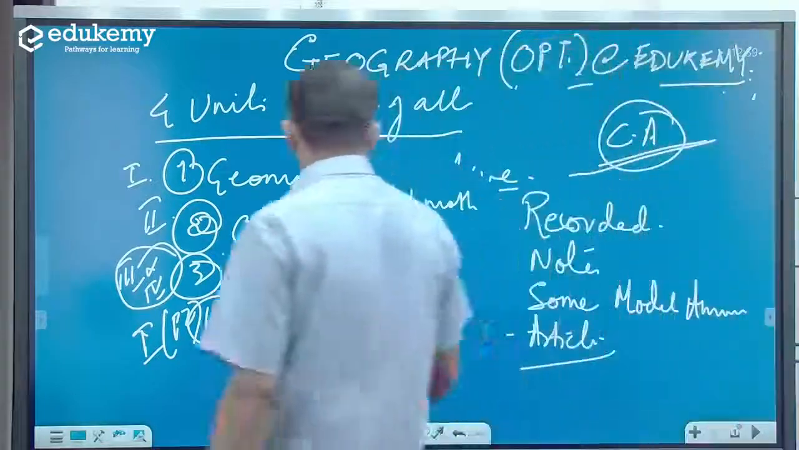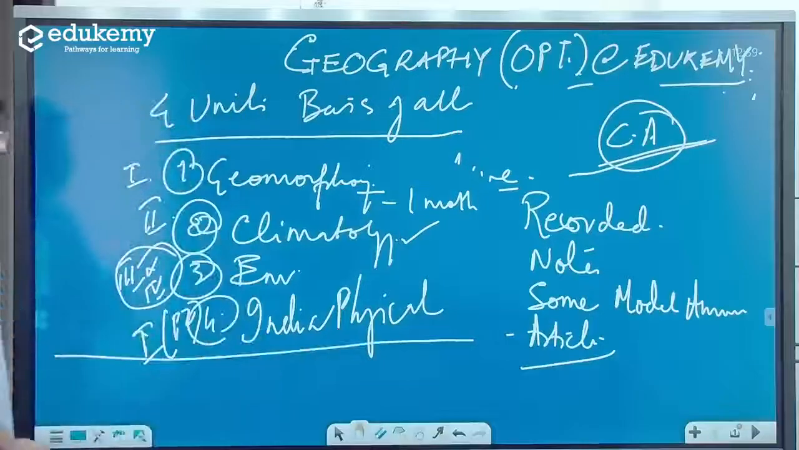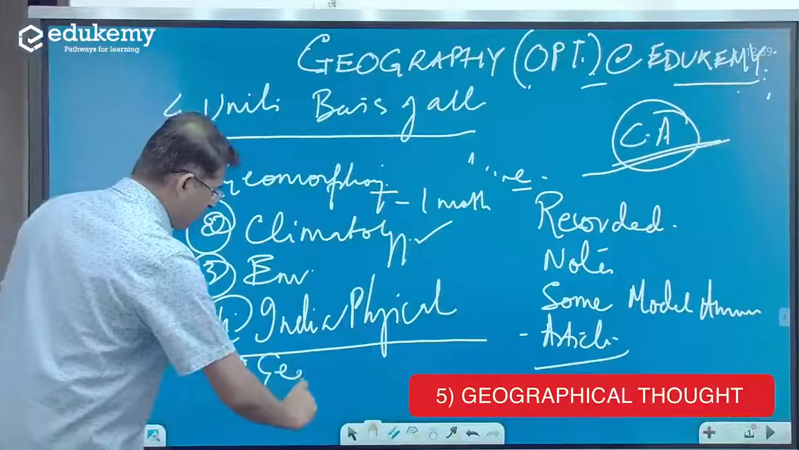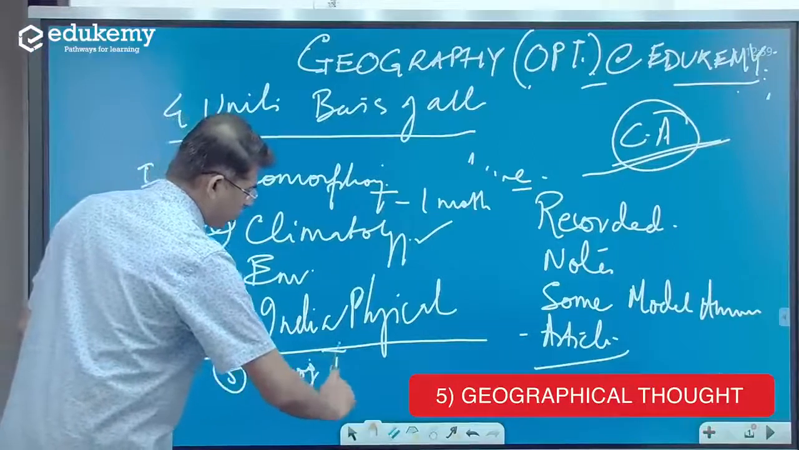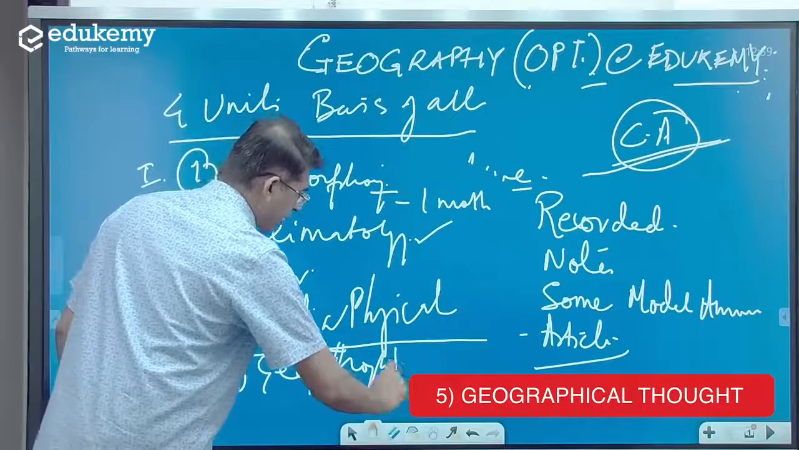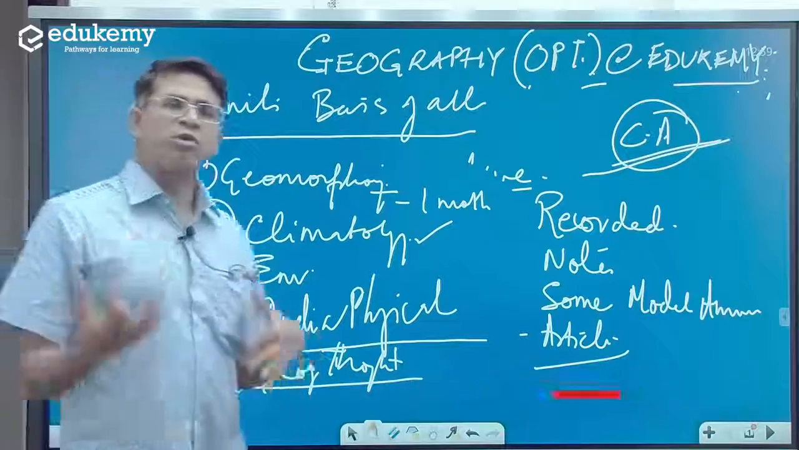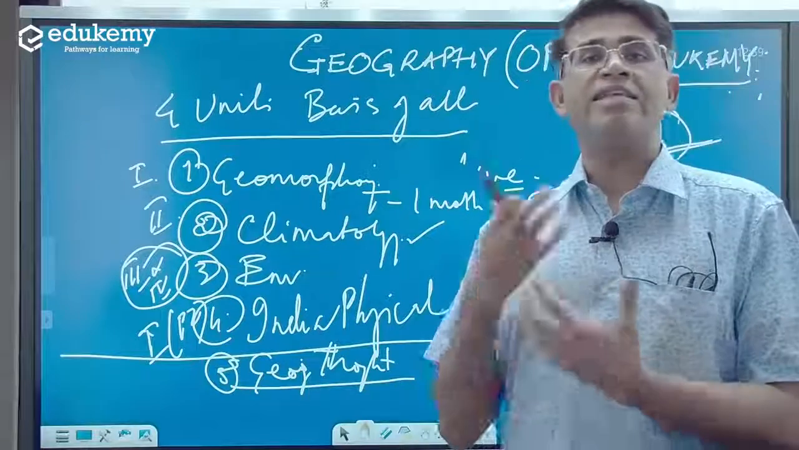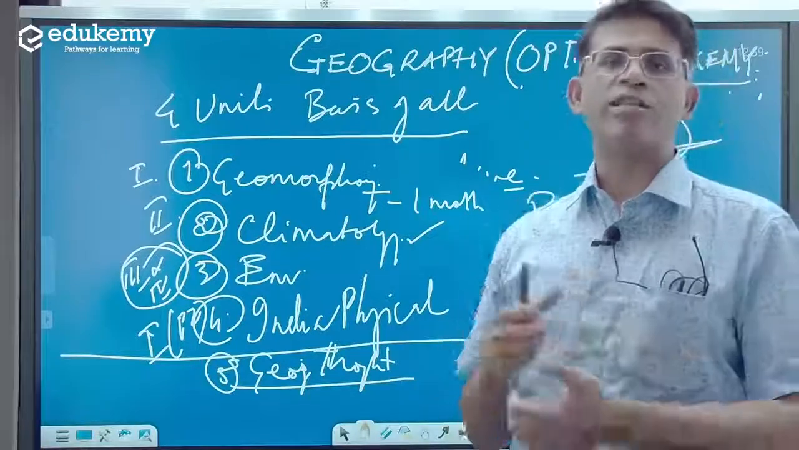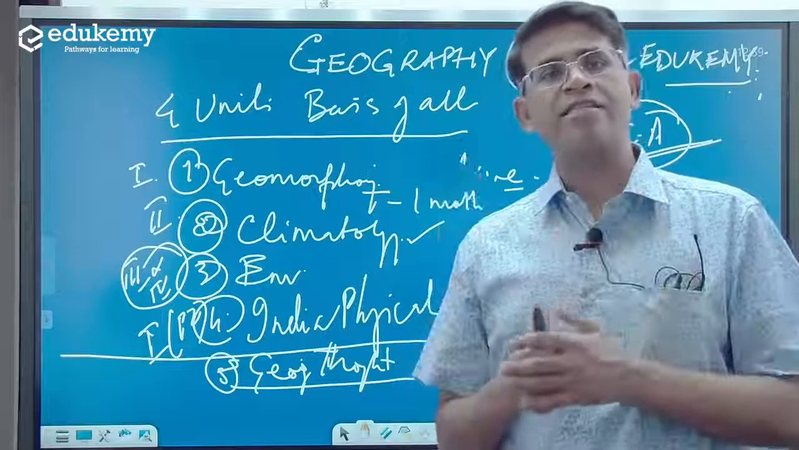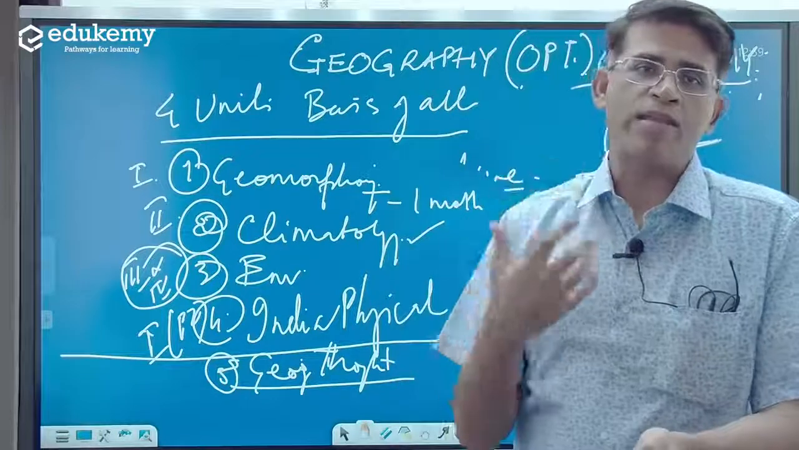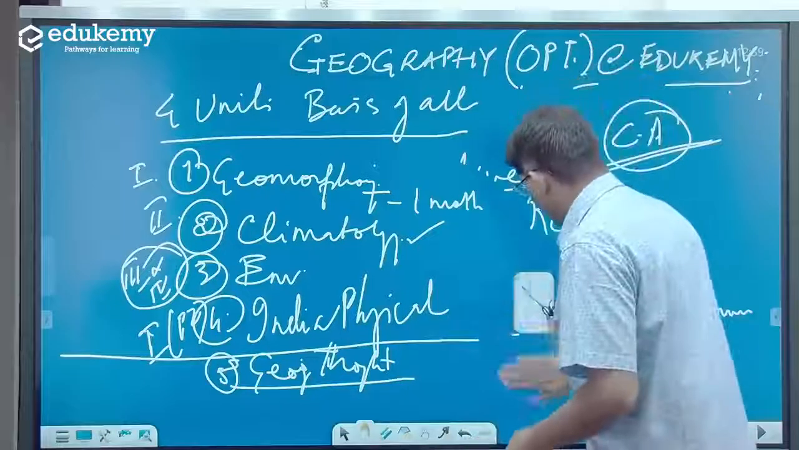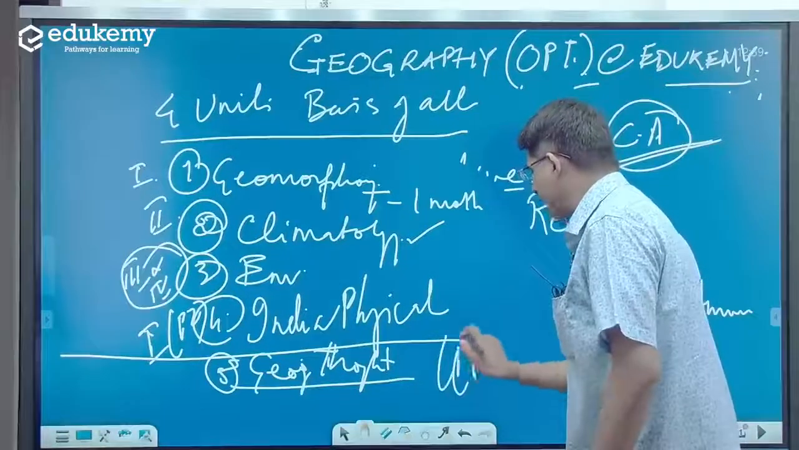And to this, there's one more unit which is the geographical thought. This is a bit different in nature. Geographical thought is about the discourses, the developments that give us geography as a discipline. It is about how geography as a subject evolved, what were the debates, what were the methods. So by nature, this geographical thought is rather abstract.